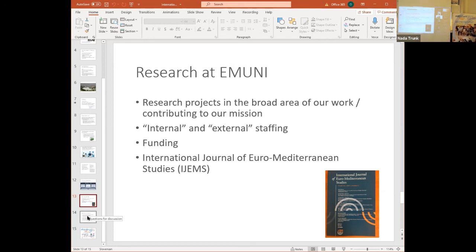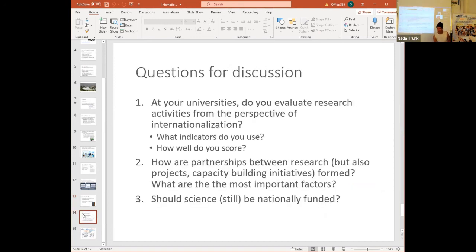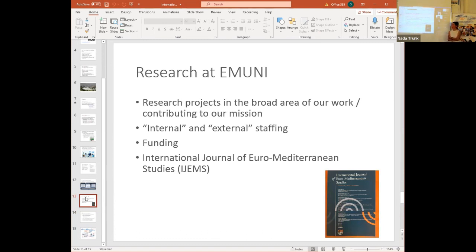We print 200 copies. I would welcome you to take this one if you like it. We have past issues that we'll be happy to give out to you, but please promote it to possible authors, and on the occasion of the Emuni conference, we have now launched a special thematic issue on the theme of internationalization in higher education, where we hope to get your contributions as well, yours and your colleagues' contributions.